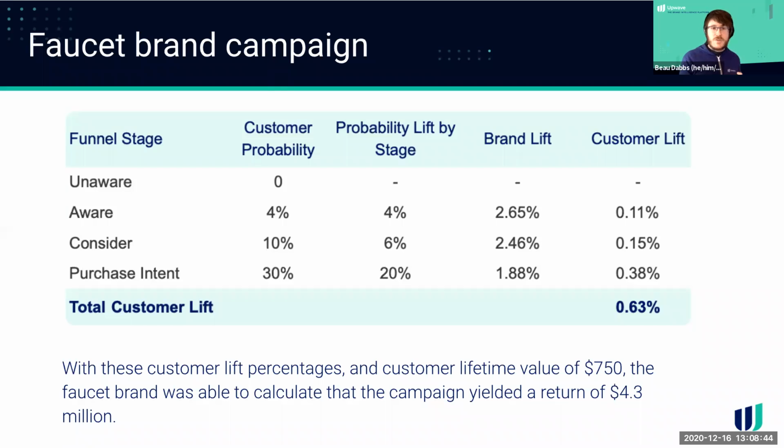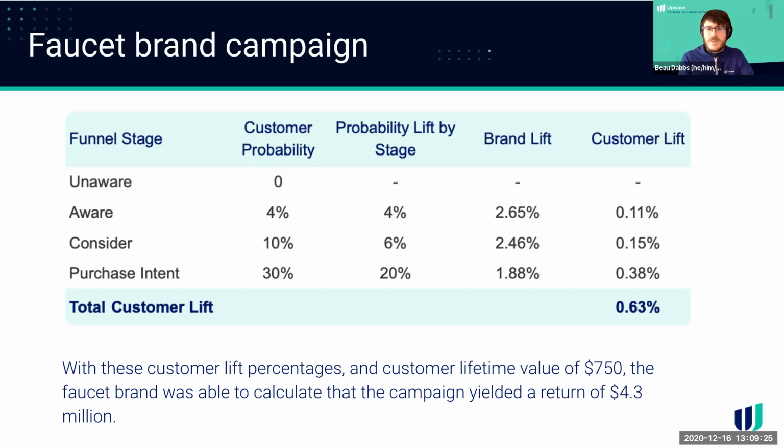For this campaign, among consumers who were only aware of the brand, 4% of them actually were customers. Then among consumers who would consider the brand, 10% were customers, and among those who intended to purchase from the brand, 30% were customers. Then we take the differences between the customer probabilities to get a lift in customer probability by funnel stage. That's the second column. This shows that moving consumers from unaware to aware, or aware to consider, both give small increases in customer probability of 4% and 6% respectively, but the biggest increase for this brand is in moving consumers to purchase intent, which sees an increase of 20%.